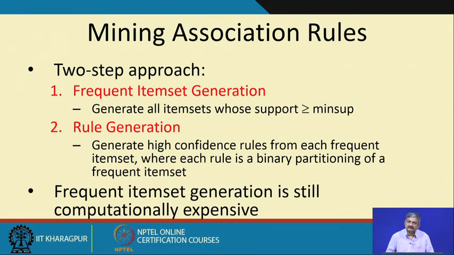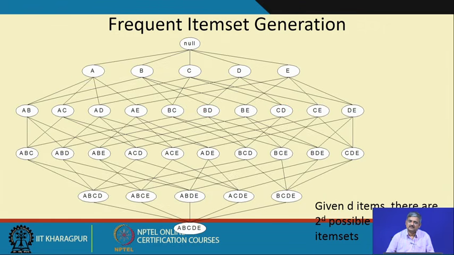So, there are two steps. First is finding frequent item sets, second is rule generation from the identified frequent item sets. But still, finding frequent item sets is computationally expensive, because let us see why. Suppose I have 5 items in a store, for example. Let me denote them as A, B, C, D and E: beer, coke, diaper, bread, milk, A through E, 5 items.